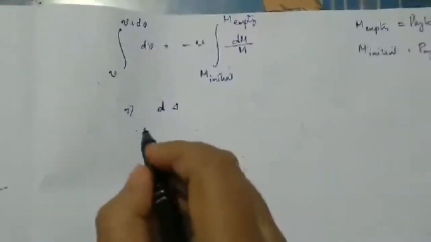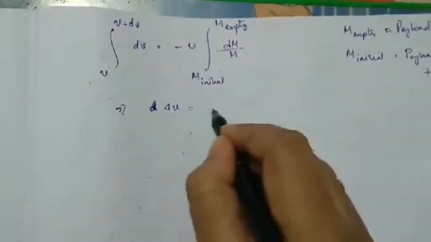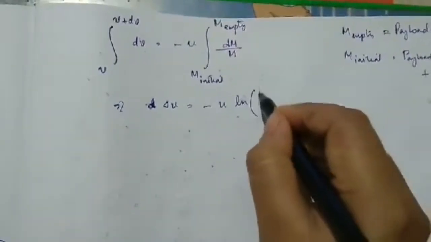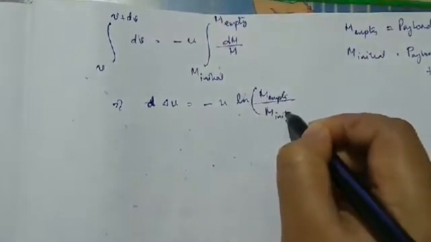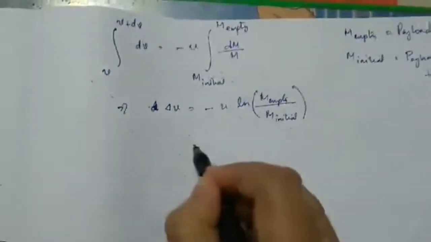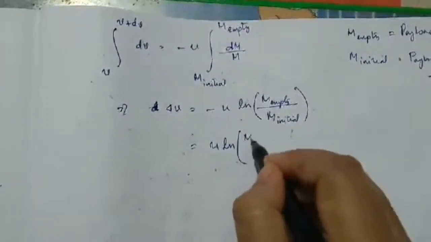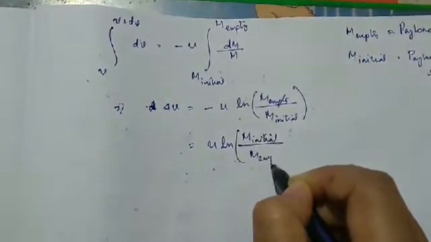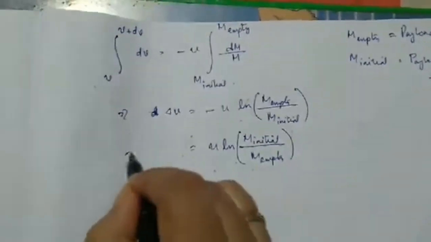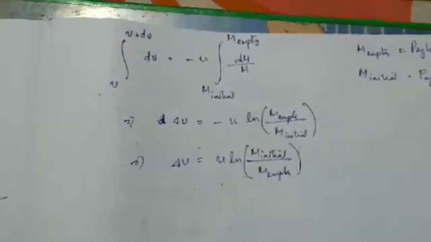So let us integrate this. It will be del v equal to minus u ln of m empty by m initial, right. So that is, del v will be equal to u into ln of m initial by m empty.